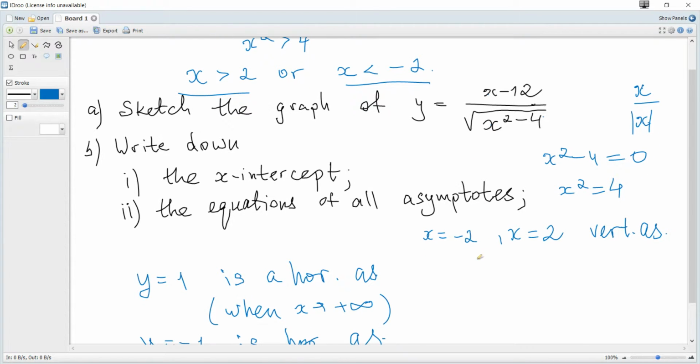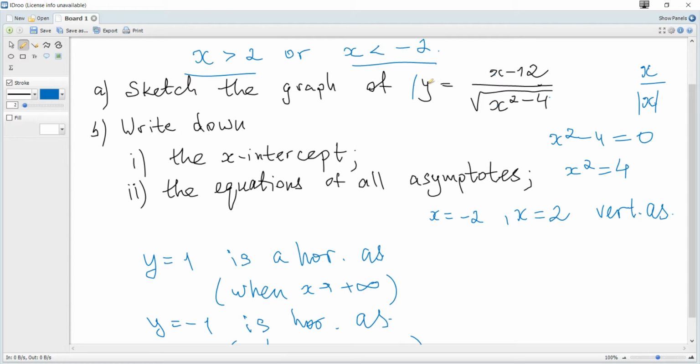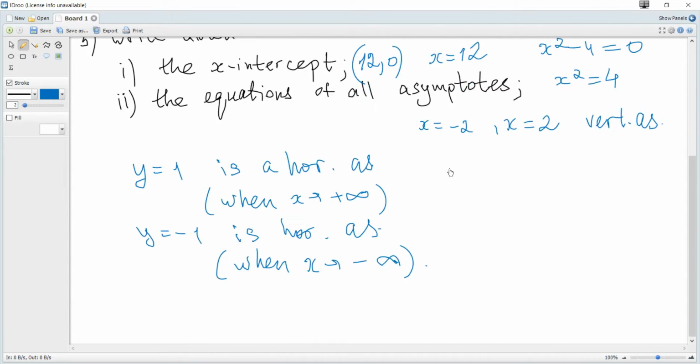And what about x-intercept? We should consider y to be equal to 0, and you can see fraction to be equal to 0, just numerator is equal to 0, denominator cannot be equal to 0, and you can see it's just 12. So x-intercept is just 12, 0 as a point, or just x is 12. And now let's sketch this graph.